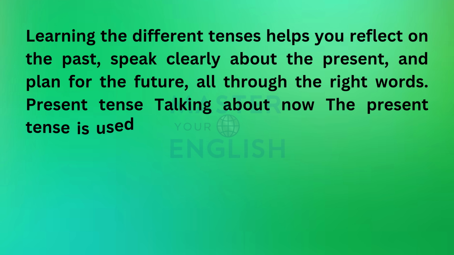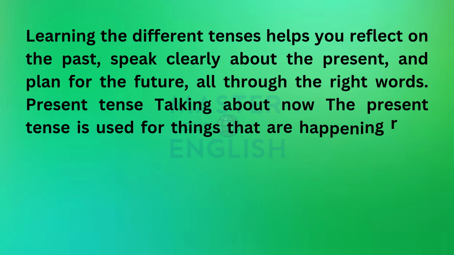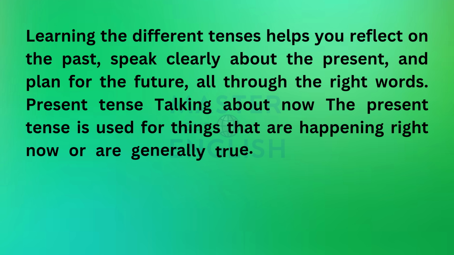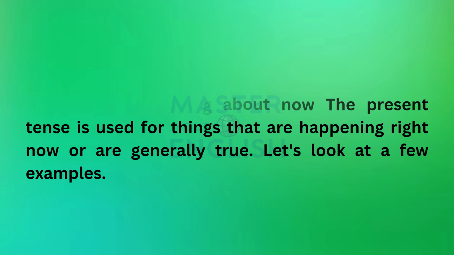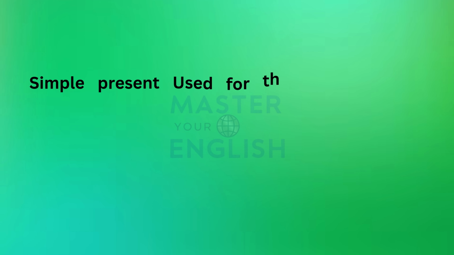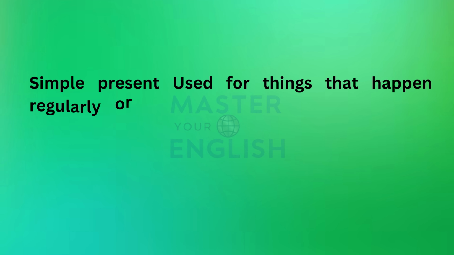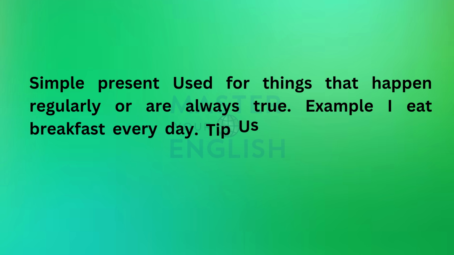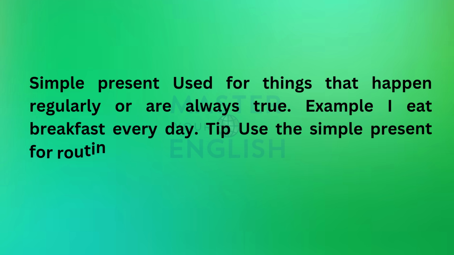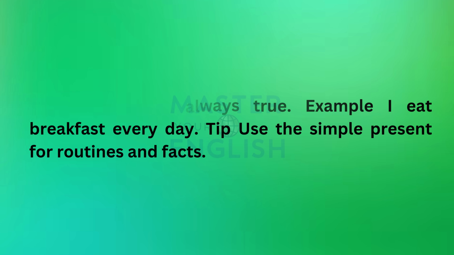Present tense. Talking about now. The present tense is used for things that are happening right now or are generally true. Let's look at a few examples. Simple present: used for things that happen regularly or are always true. Example, I eat breakfast every day. Tip: use the simple present for routines and facts.